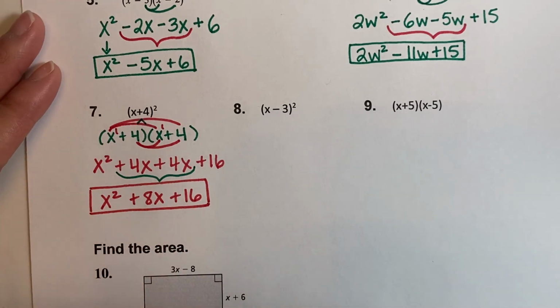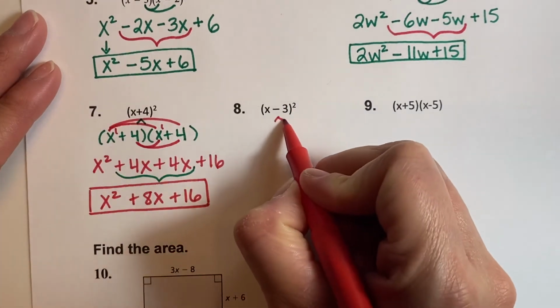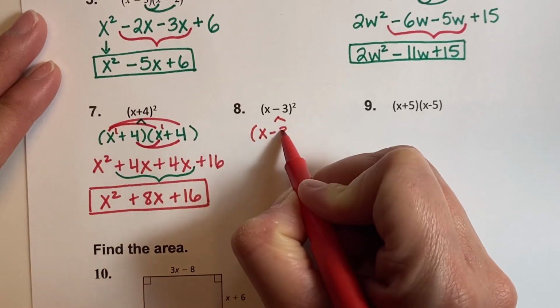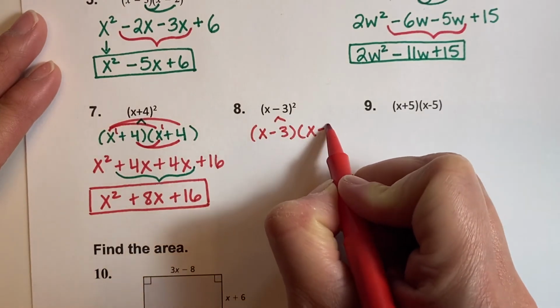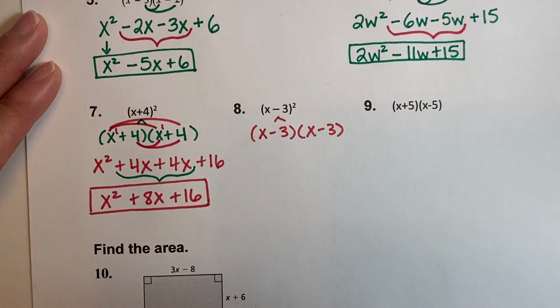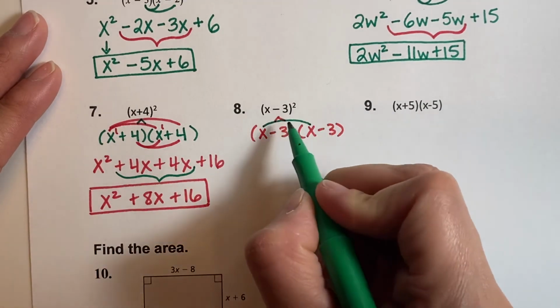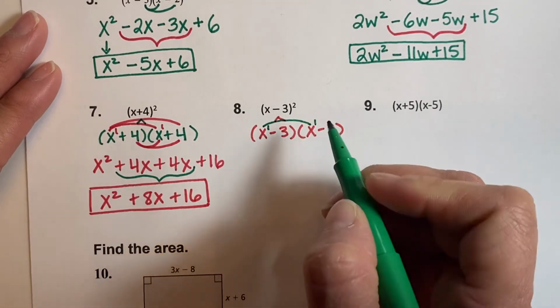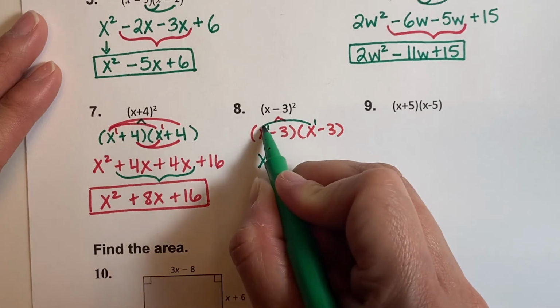On example number 8, this is the same thing except I have a minus sign. So I have x minus 3 and all of this is squared. This is the same thing as saying x minus 3 times x minus 3. So you apply the same rule. First, multiply the first terms. X times x is x squared.